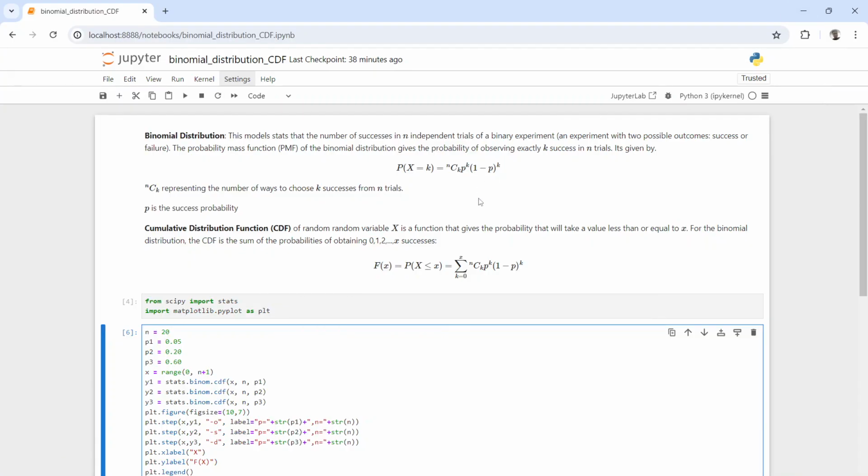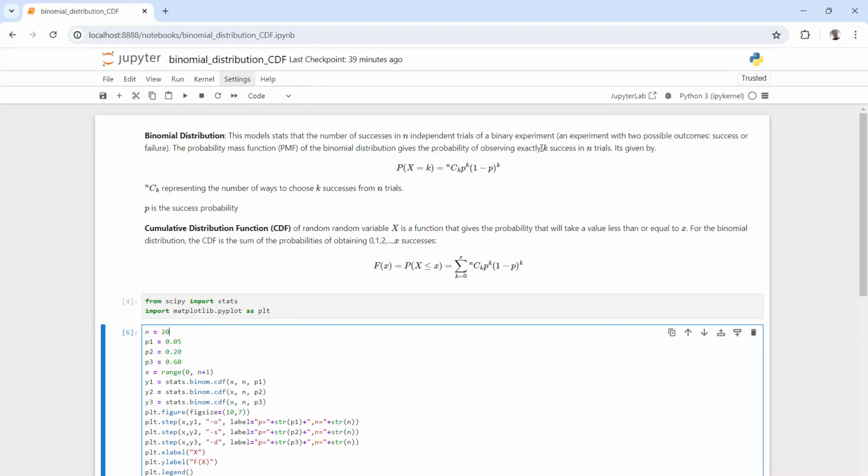Let's talk about the cumulative distribution function in the binomial distribution. Before that, let's talk about the binomial distribution. In the binomial distribution model, we count the number of successes in n independent trials of a binary experiment, that is, an experiment in which there are two possible outcomes, either success or failure.